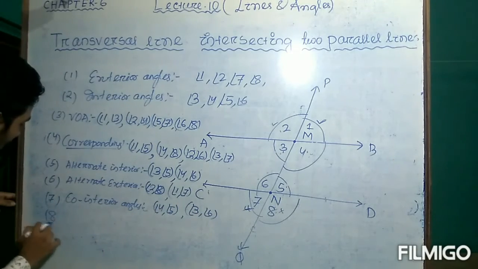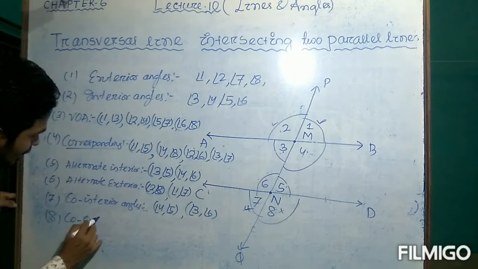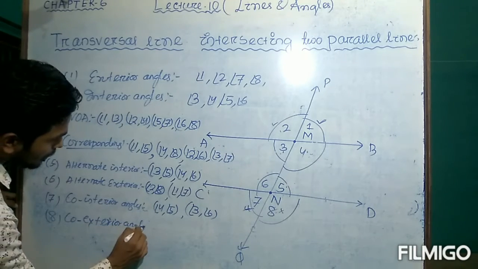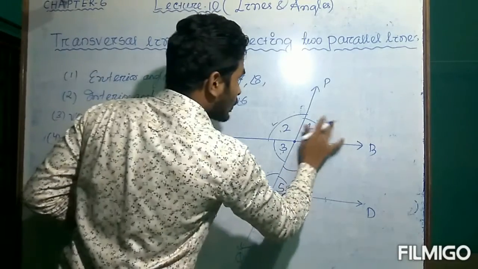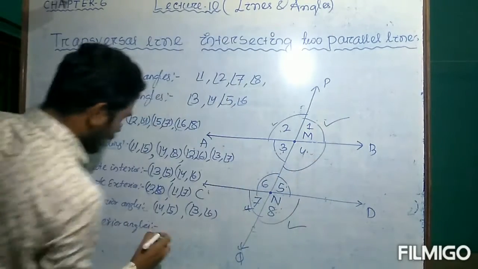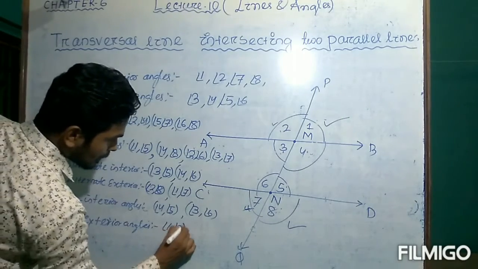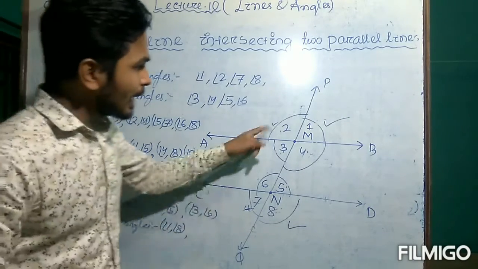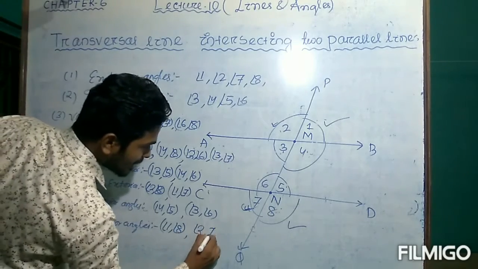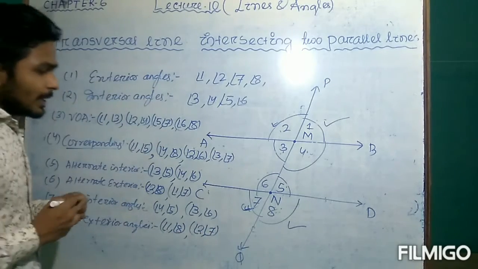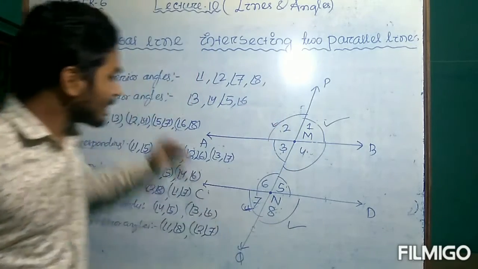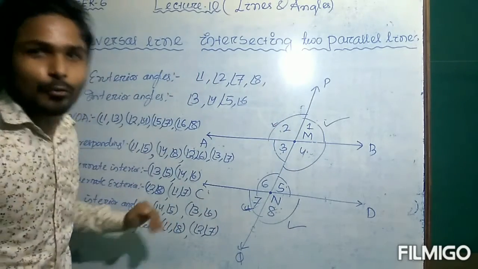Right? Last thing is co-exterior angles. Here the angle 1 and the angle 8 are co-exterior angles. This is one pair of co-exterior angles. Another pair is angle 2 and angle 7. So here we find that whenever a transversal line intersects two parallel lines, then 8 types of angles are formed.